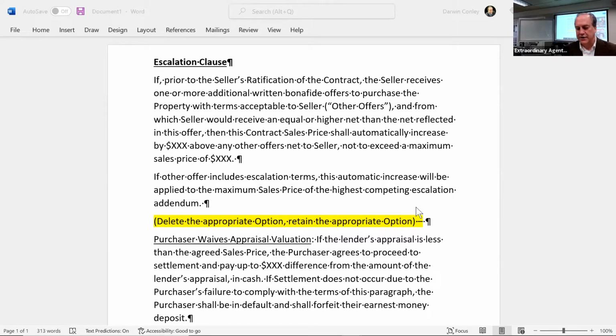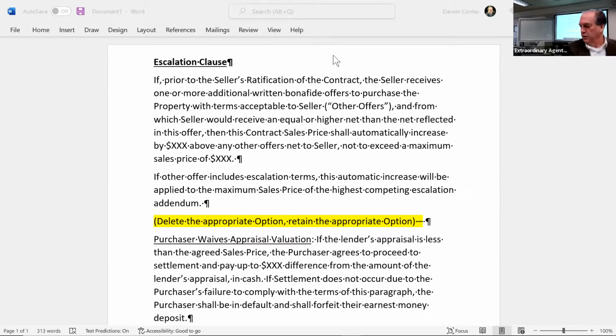It's saying that, hey, seller, if you get multiple offers, we're willing to do a certain increase, and we may or may not guarantee the price that we've offered. So that's what you have to take a look at with the escalation clause.